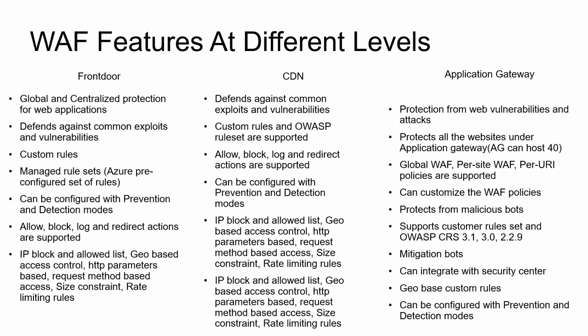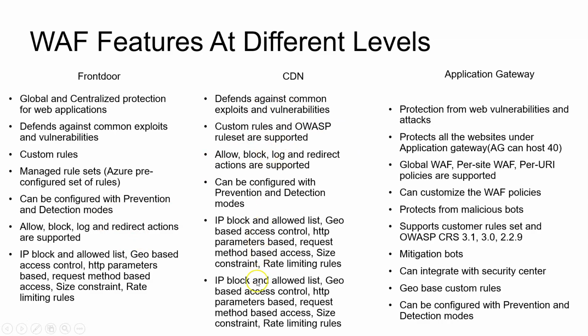Request method based access, like you have GET, PUT, POST methods. Like you want to allow only GET methods, not POST methods, or you want to allow only POST but not GET. So even those types of restrictions you can make. You can also keep a size constraint. If heavy data is coming onto your website and you don't want to allow more than a certain packet size, that also you can set up. Rate limiting rules. In case you have a large number of requests coming onto your website, you can just block it. More than this number of requests, you can block it. So similar types of rules you can see here as well.